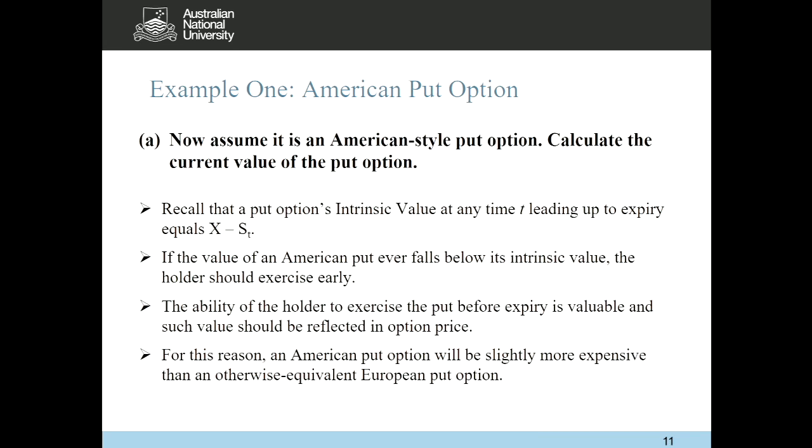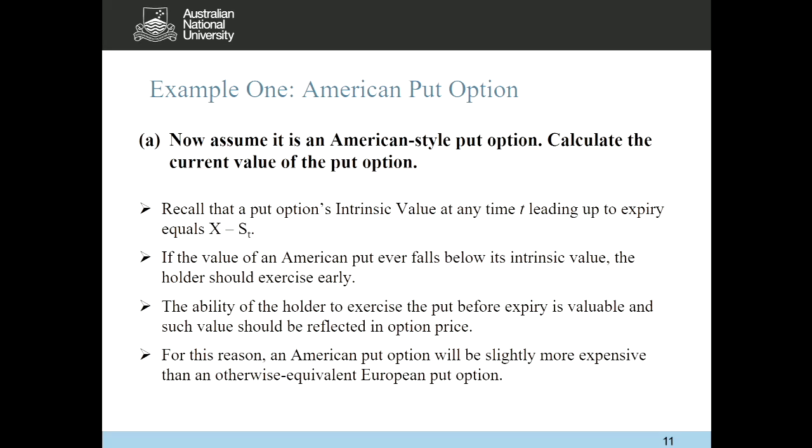All right, if not, then the second part of the question says, assume it is now an American-style put option. Calculate the current value of the put option. So as I mentioned on Monday, with an American put option, it's perfectly fine for you to exercise the American put early, right? It is perfectly fine for you to exercise the American put early.